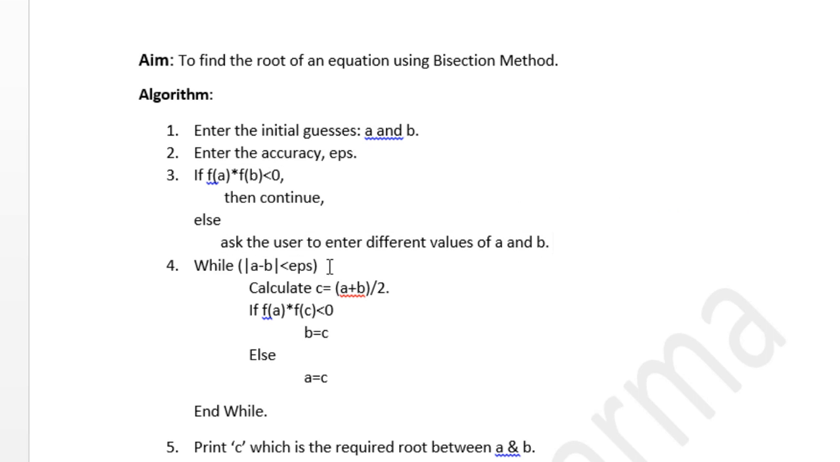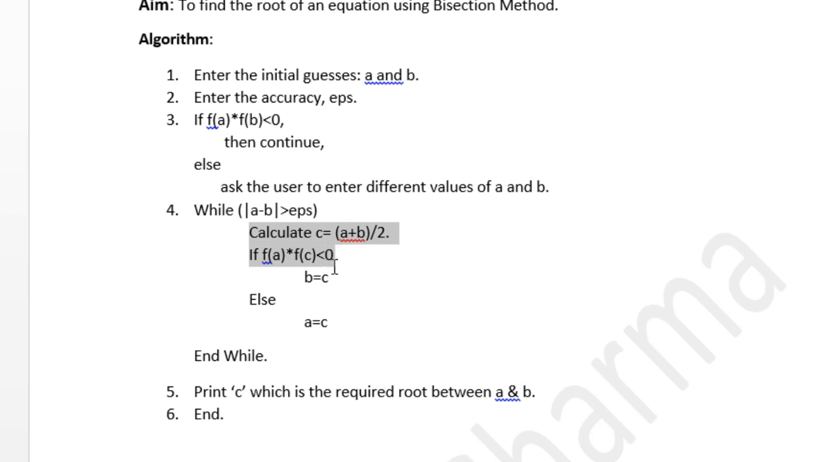Now the fourth step is pretty easy. We will check if the absolute difference between a and b is less than the desired accuracy or not, and if it is less than the desired accuracy, we will end our program. So let me change this condition. It should be greater here, it should not be less. So while the absolute difference between the initial guesses is greater than the desired accuracy, we will calculate c, another value, which would be half of the sum of the initial guesses.